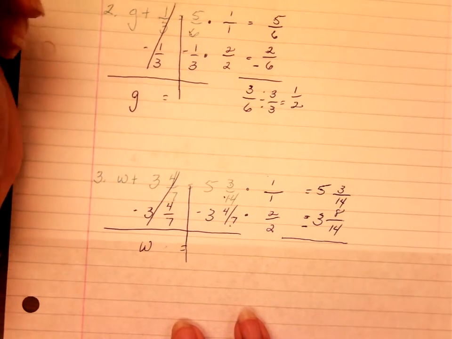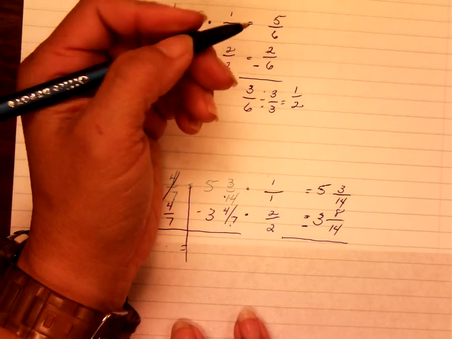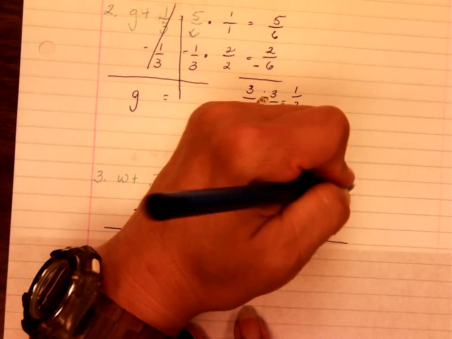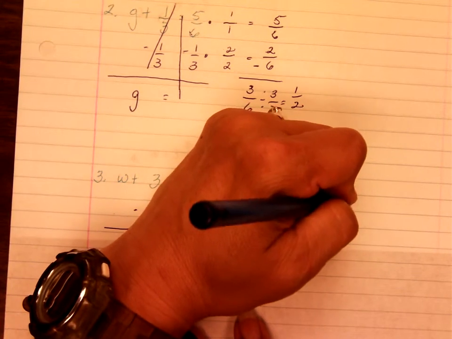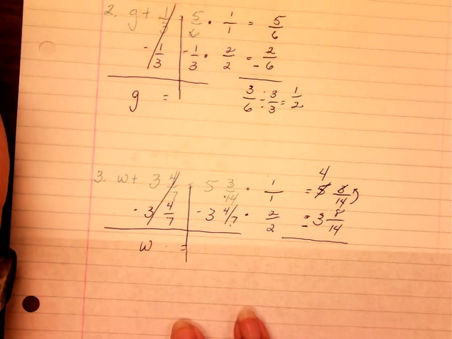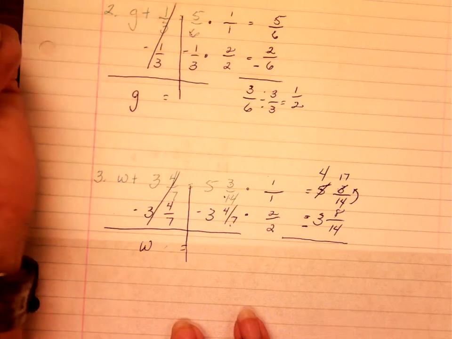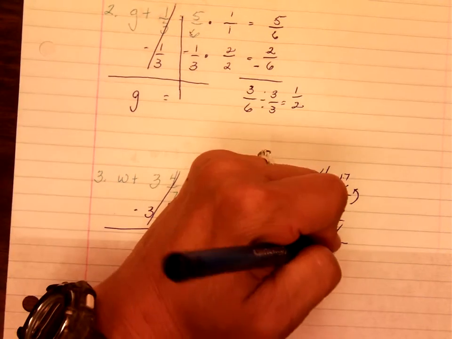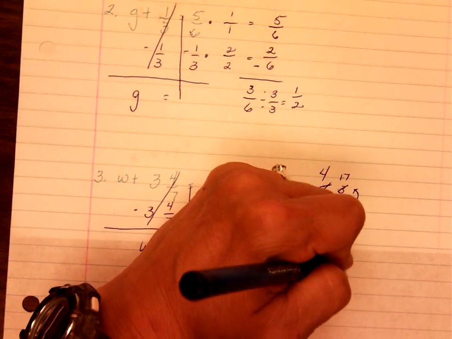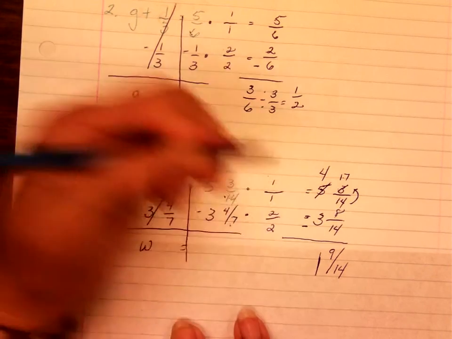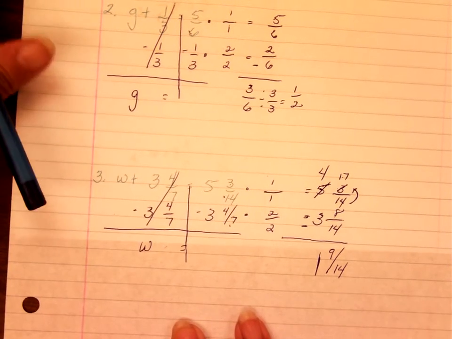So if you have 3 minus 8, you can't do that, so you have to borrow. So the 5 changes to a 4. This 3, you have to add. Remember, your denominator plus the numerator. So 14 plus 3 is 17. 17 minus 8 is 9. Denominator stays the same as 14. And 4 minus 3 is 1. So your answer is 1 9/14.